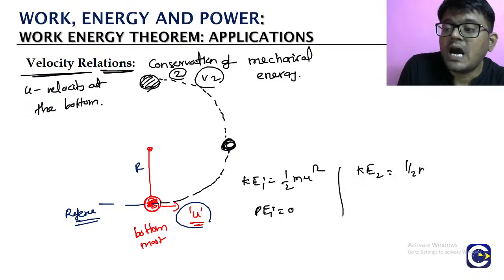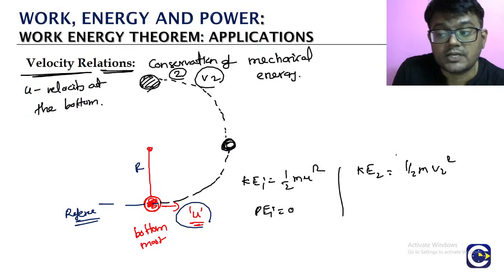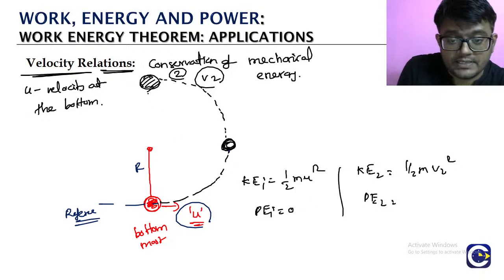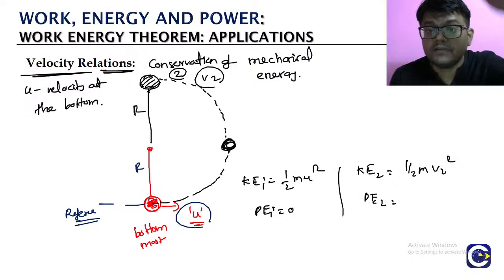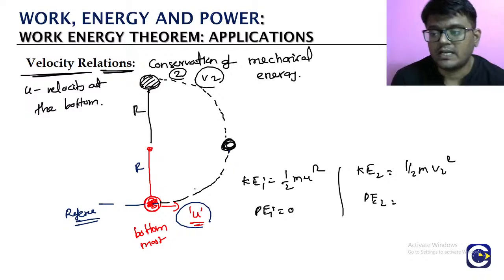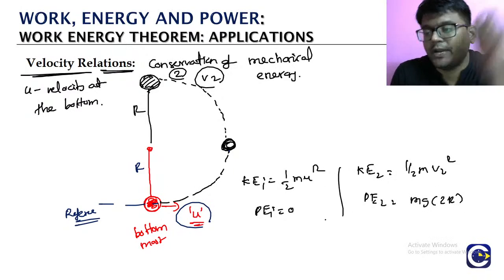KE2 will be half m v2 square. The velocity at point 2 we will take as v2. PE at point 2: what is the height of point 2 above the reference line? Total diameter, r plus r, 2r will come. So mg into 2r, that is the potential energy at point 2.